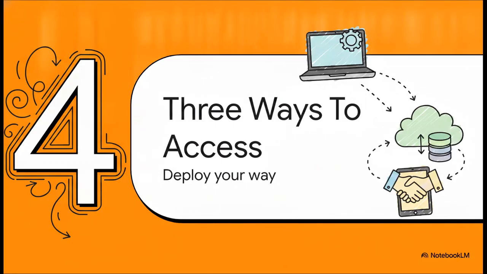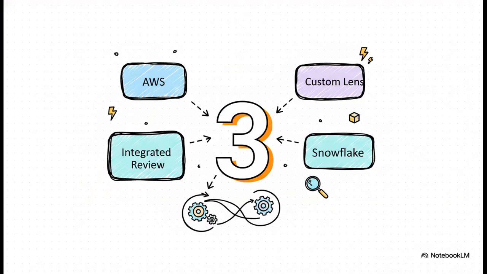Okay, part 4, 3 ways to access. Let's look at how your teams can deploy this. There are exactly 3 access points, and this is huge because it means your team can run a fully integrated, comprehensive review without ever having to context switch or leave the tools they already use every single day.